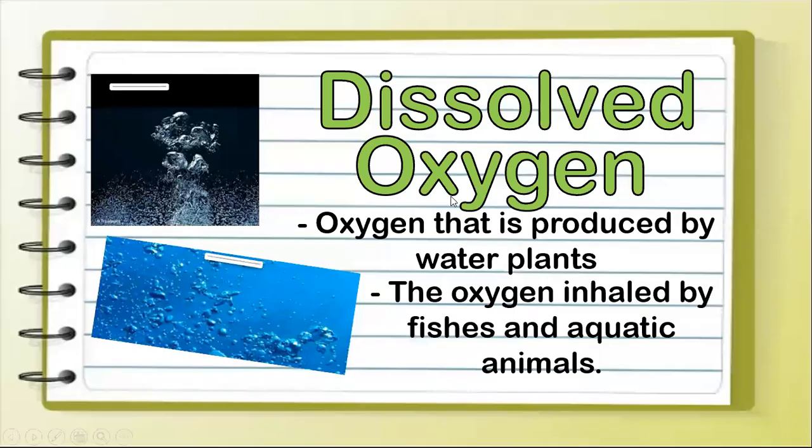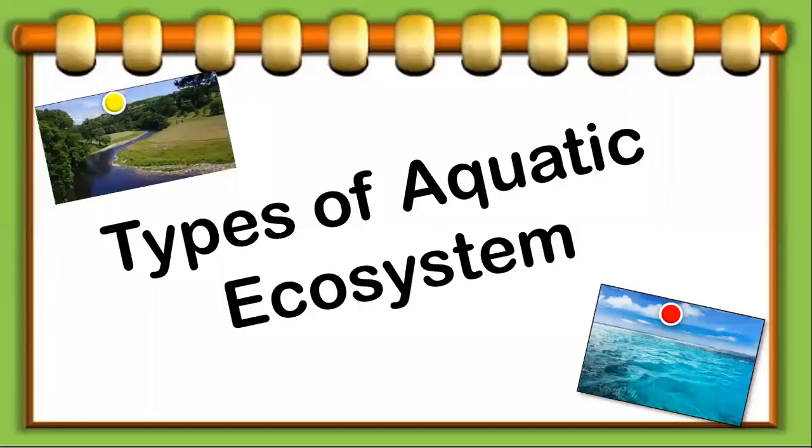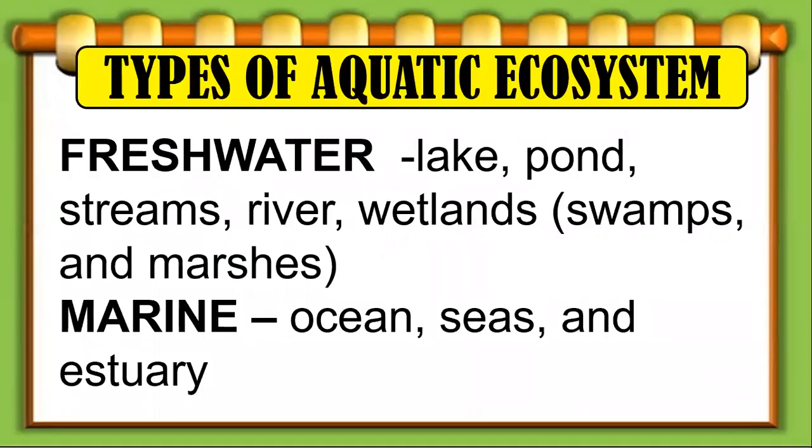So we're done already with all about the components of aquatic ecosystem, abiotic and biotic components. Let us proceed to the types of aquatic ecosystem. There are actually two types of aquatic ecosystem. Let us know the two. We have here freshwater and marine. Examples of freshwater ecosystem are lake, ponds, streams, rivers, wetlands. Wetlands can be specified as swamps and marshes. We have also marine: ocean, seas, and estuary.